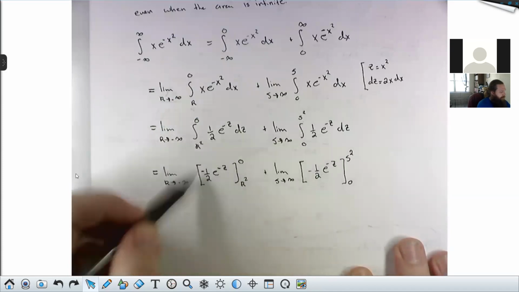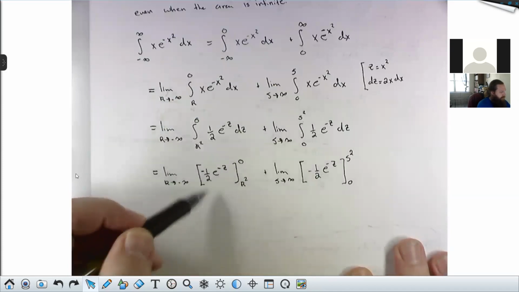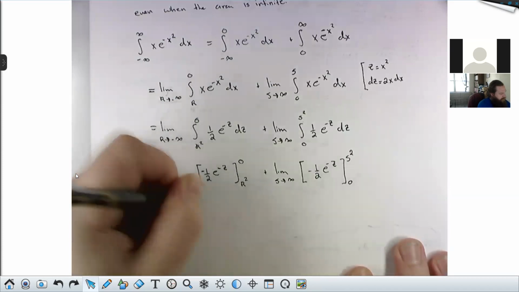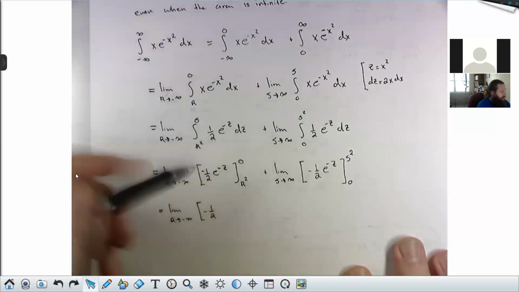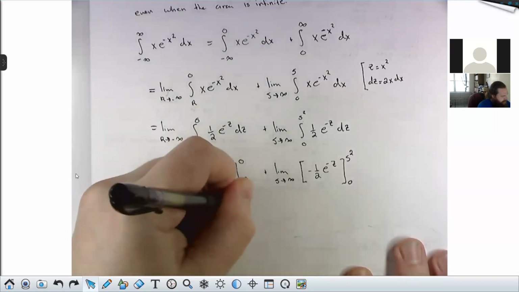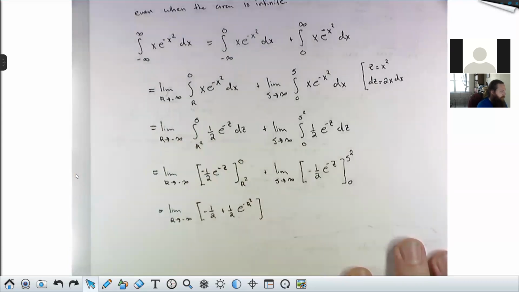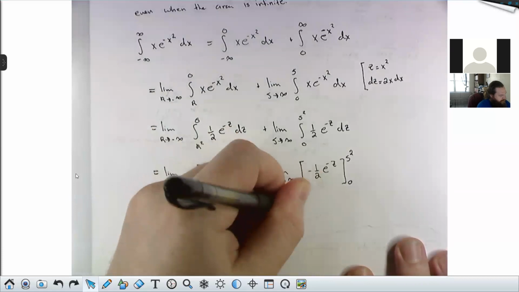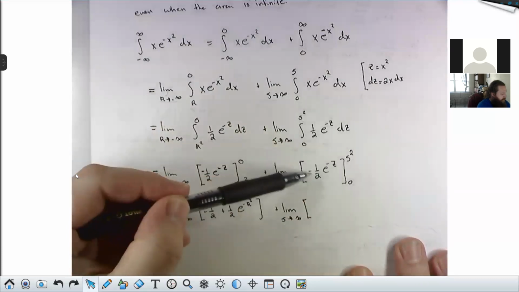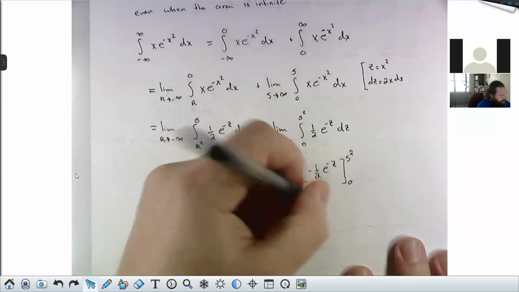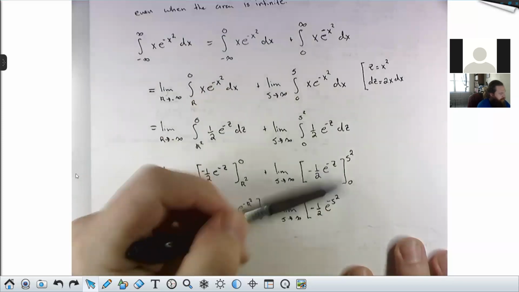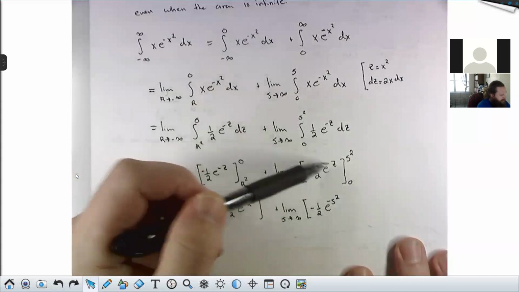When you plug in 0 here, you get negative 1/2 times e to the negative 0. That's negative 1/2 times 1. So this is the limit as r goes to negative infinity of negative 1/2, and then minus negative 1/2 times e to the negative r squared. That's going to be plus 1/2 e to the negative r squared. We'll have something similar in the s piece when s goes to positive infinity. When I plug in s squared here, I get -1/2 times e to the negative s squared. And then we need to subtract from that what we get when we plug in 0. So we'll have minus -1/2 e to the -0, which is +1/2.